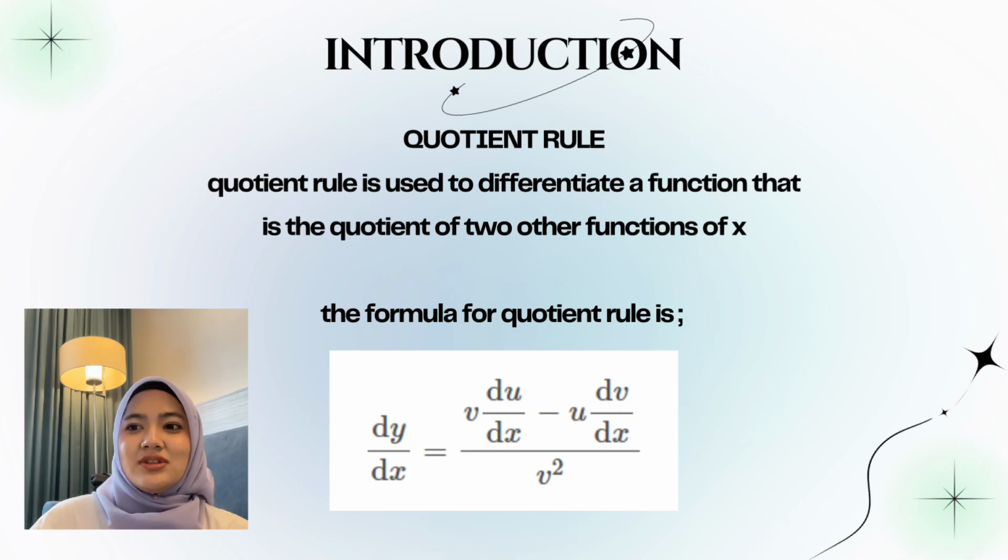Then there is quotient rule. Quotient rule is used to differentiate a function that is the quotient of two other functions of x. The formula for quotient rule is dy over dx is equal to v times du over dx minus u times dv over dx, over v squared.